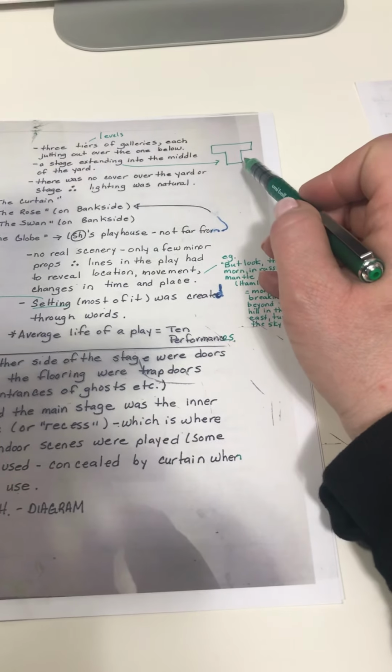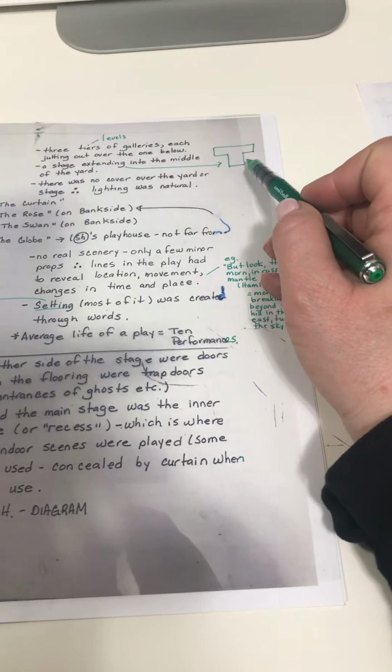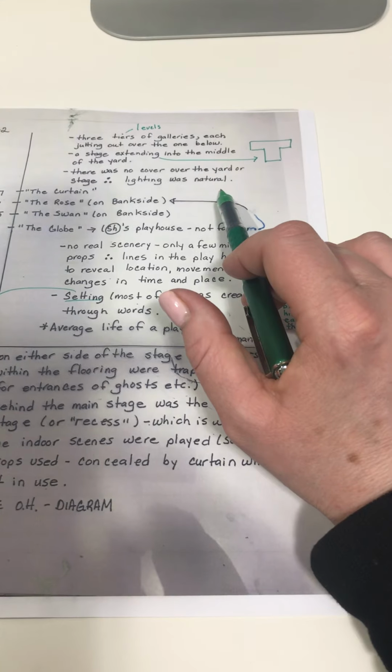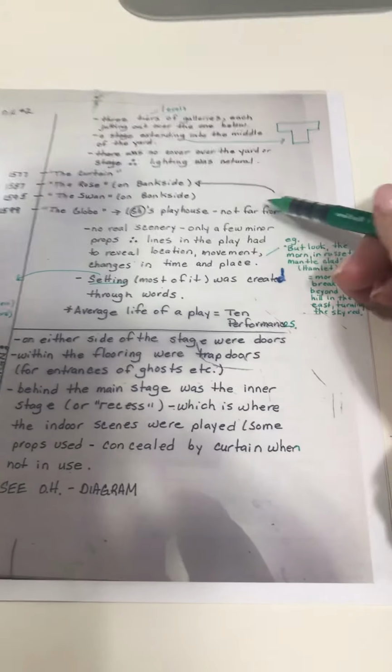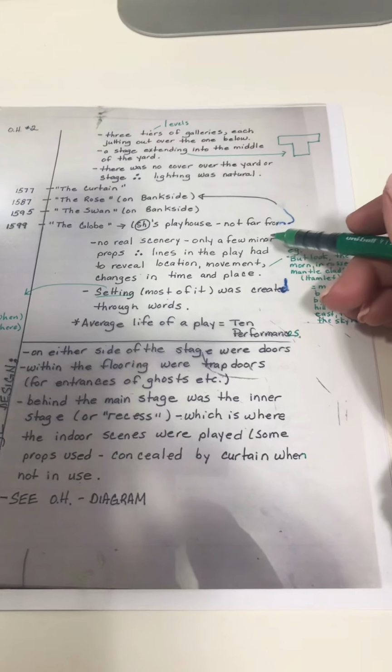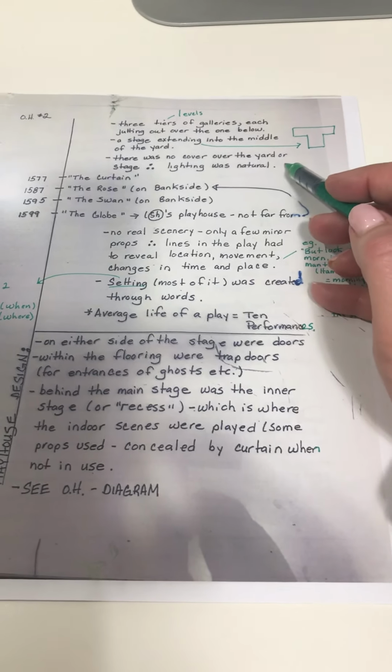Now, this worked against the actors as well, because of course these groundlings, if they were dissatisfied, would often throw things like rotten fruit. There was no cover over the yard or stage, and therefore all the lighting was natural. So these performances would take place during the day, right? If there was rain, then obviously no performance could take place.